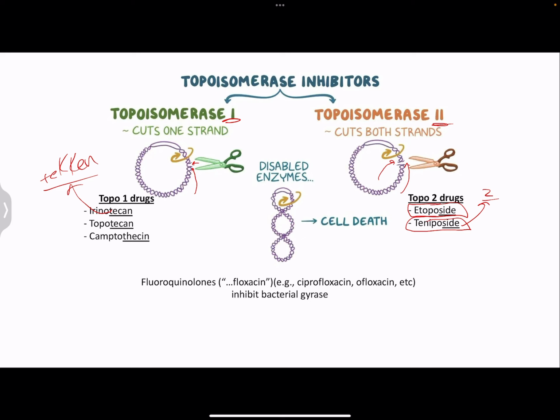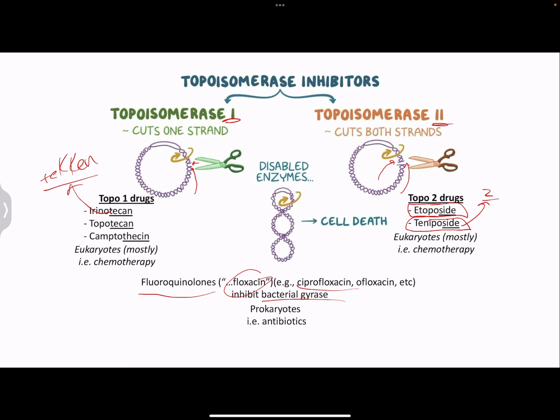Because they're inhibiting topoisomerase, specifically in eukaryotes, these can be used as chemotherapies. So cancer cells dividing too much, let's mess up its ability to relieve supercoils and tensions when it's dividing, which it does a lot of. You also have fluoroquinolones, like ciprofloxacin, and these can inhibit bacterial gyrase. So these are going to be antibiotics.